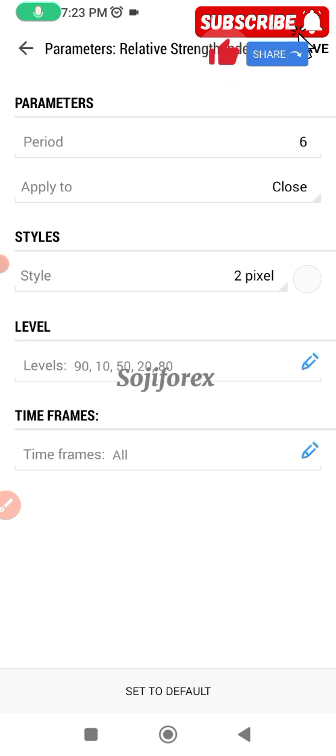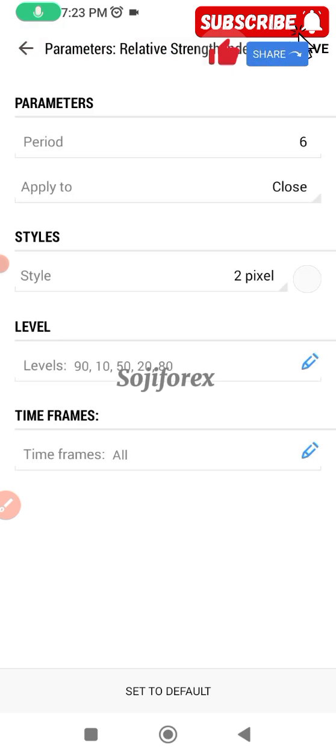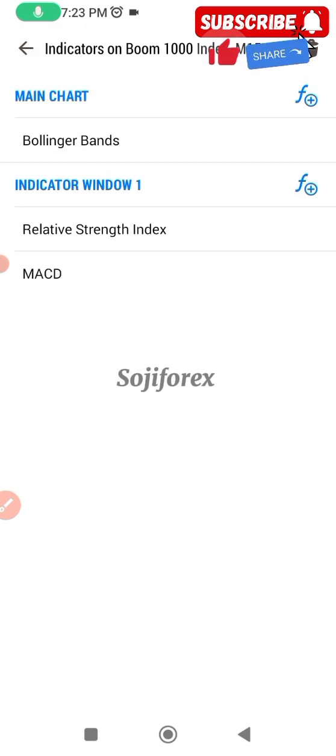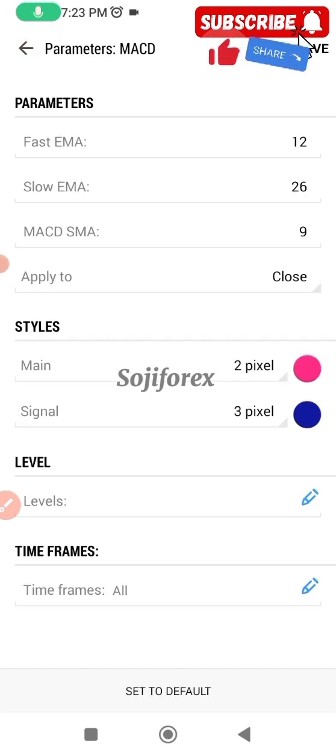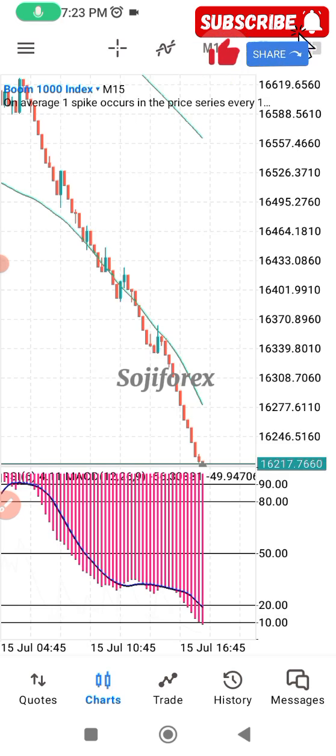Then you have your levels. Let your levels be 30, 90, 10, 50, 20, and 80 respectively, and you click on save. Once you are done, you have your MACD. This is the default setting of the MACD. The only changes you make are to the color. 2 pixel and then 2 pixel, you change the signal line to blue and you can see the setup. And when you have done that, your chart will be looking exactly like mine.